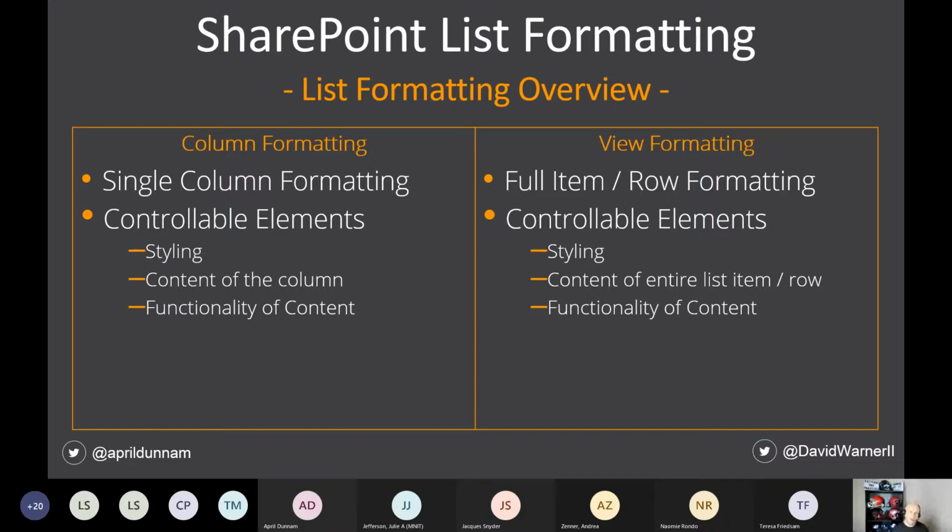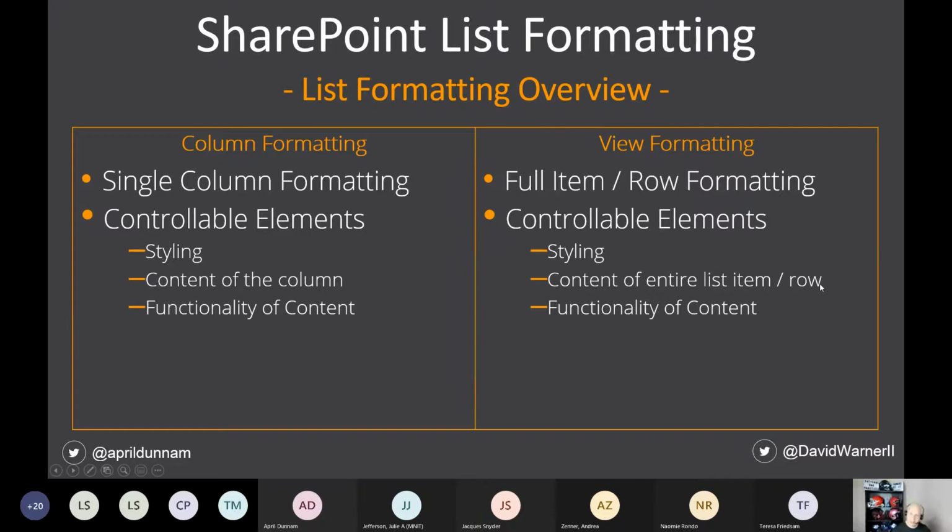View formatting, on the other end, is that entire row of data. So when you think about a list and all of its list items, you have many items in a list. Each one of those items, as we go from top to bottom vertically, you can control the look and feel. So at that point, you no longer have columns that you have to worry about. You're hiding all of that, and you're replacing it with what you want to be displayed for that individual row. And that can be done with view formatting. Again, you can control the styling and you can control the content of the entire list item or row. And again, you can override the functionality, even creating functionality where there is no functionality.